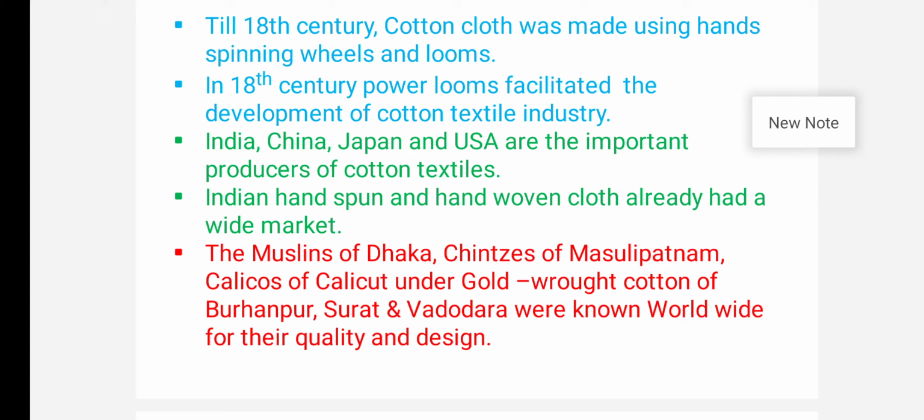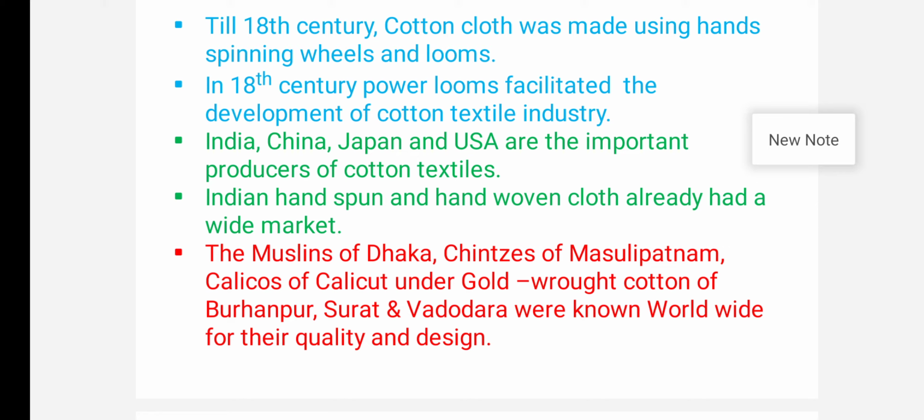Everybody used to die for Indian cloths. For example, the muslins of Dhaka. Muslin is a cloth, children. It used to be made in Dhaka. And chints of Masulipatnam. Chints is one kind of cloth art. Then calicos of Calicut and gold wrought cotton, children. By using gold, they used to weave the cotton. That's called gold wrought cotton. This gold wrought cotton of Burhanpur, Surat and Vadodara was known worldwide for its quality and design.